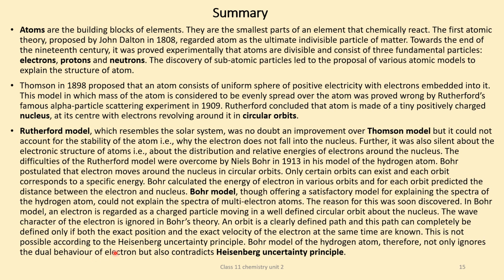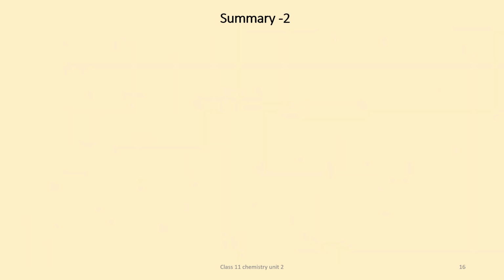This is not possible according to Heisenberg. Heisenberg said that it is not possible to locate the exact position and exact velocity, and it was called Heisenberg's uncertainty principle. Bohr's model of hydrogen atom therefore not only ignores the dual behavior of electron but also contradicts Heisenberg's uncertainty principle.